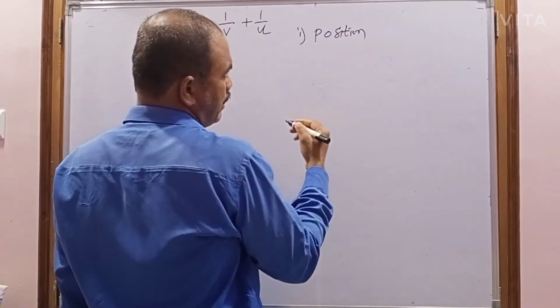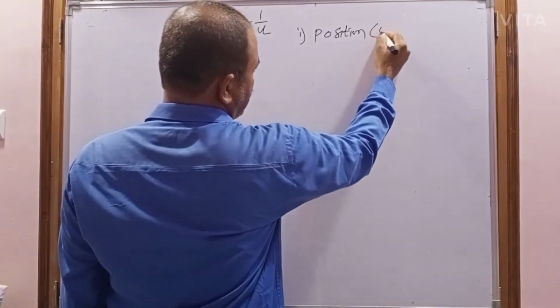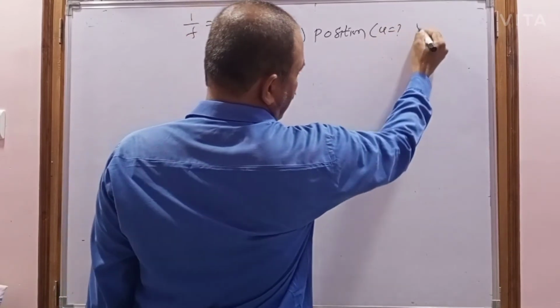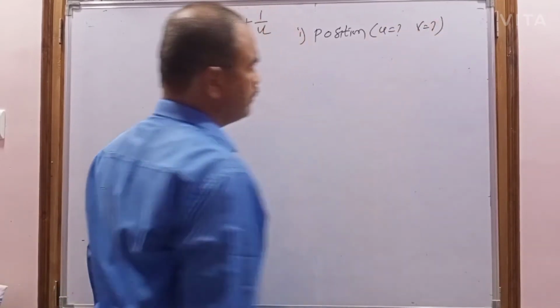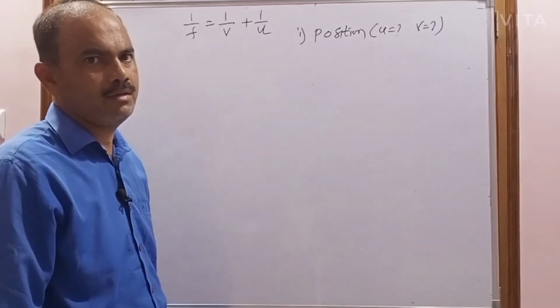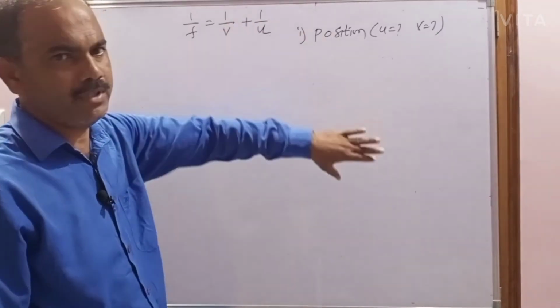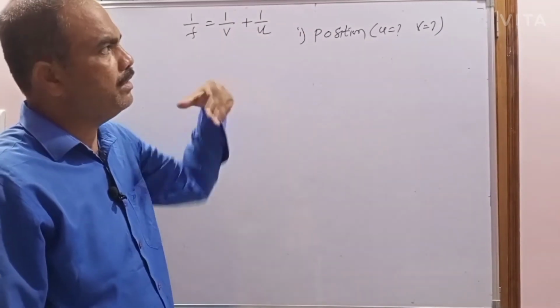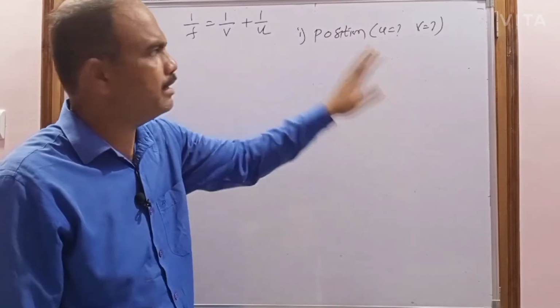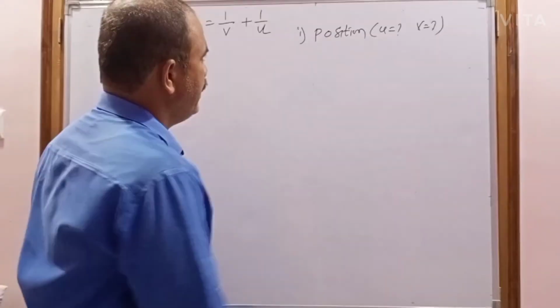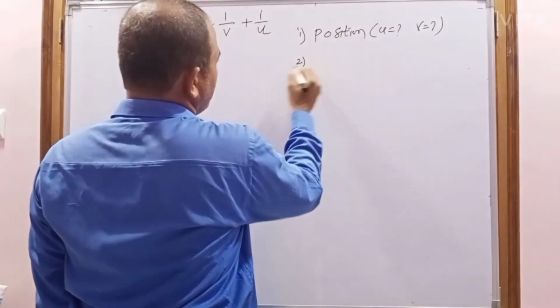So the position and the object distance are asked. They may ask the object distance or they may ask the image distance. This is the first type of question. They can find where the object is kept and where the image will be formed. Nothing but position related.